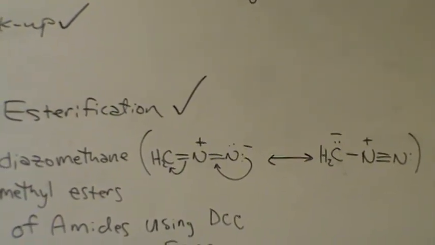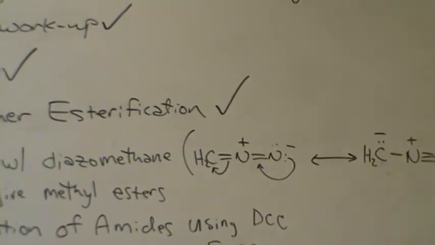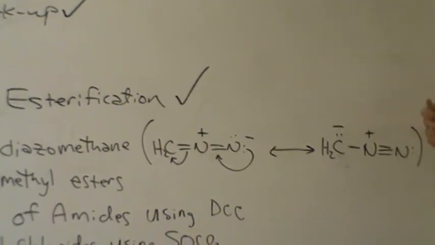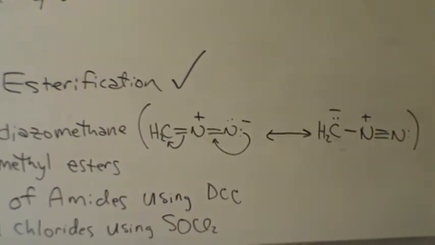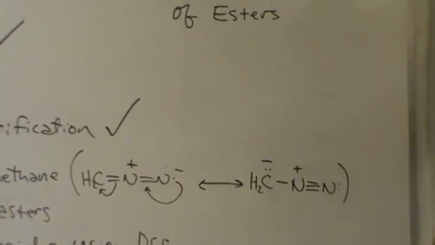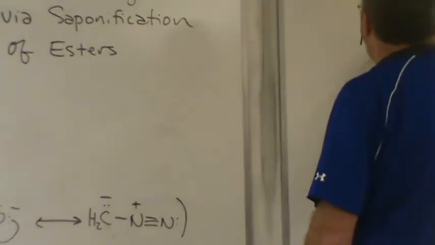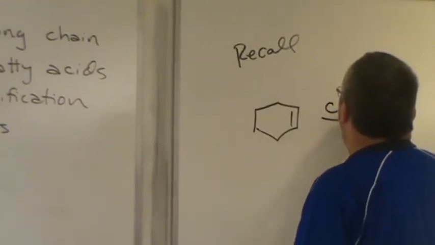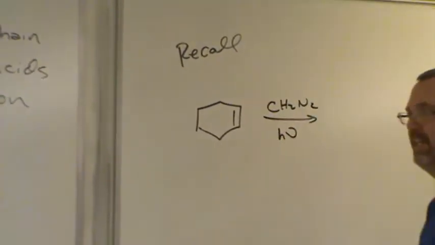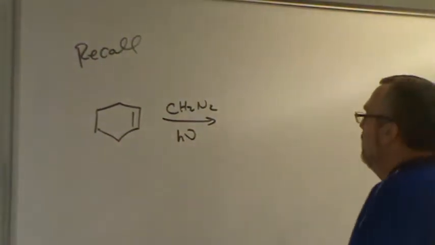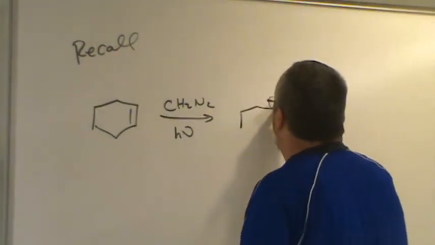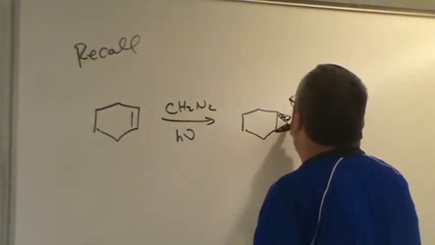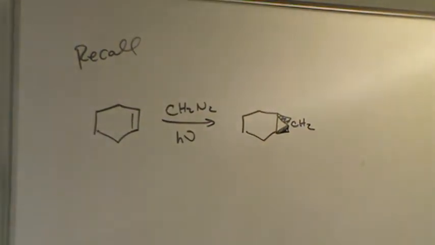I don't know if you remember this, but all the way back in Organic Chemistry 1, we used diazomethane as a source of carbene in order to cyclopropanate an alkene. So let me refresh your memory. Recall that we can take an alkene, I'll just arbitrarily choose cyclohexene as my alkene, and treat it with diazomethane under photolytic conditions, meaning add light, and you will produce carbene, which can add across the double bond in order to form a new cyclopropane derivative.